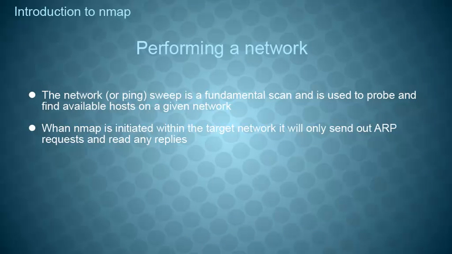The first type of scan I want to look at is what's considered a network sweep, sometimes called a ping sweep. What it's going to do is look at the entire range of a given network and find out what machines are available. It will do this by first identifying if it's on the same subnet or network as the target network. If it is, it's just going to send out ARP requests. If it's not, then it's going to go ahead and send ICMP echo requests.